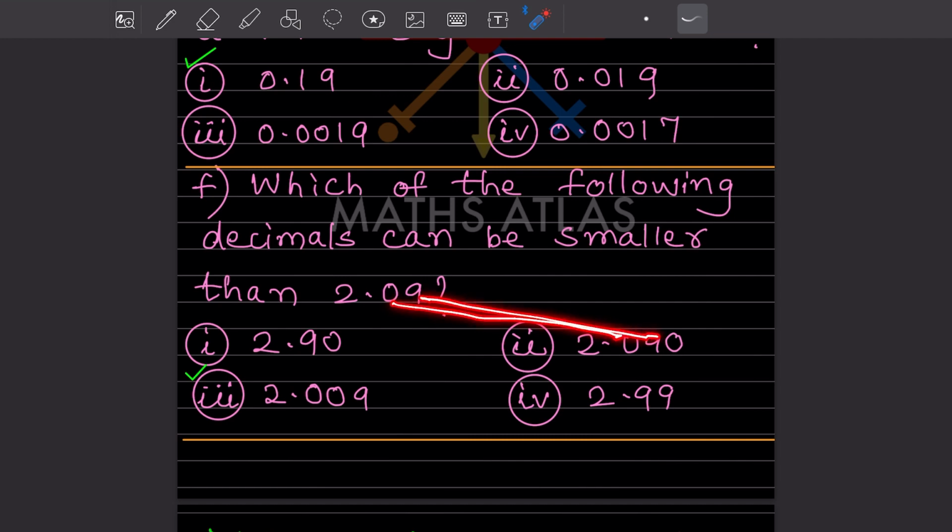Means these both are same. This extra 0 means, as we have seen in the previous one, even if you put one extra 0 here, both of them will be the same. So now look at here.